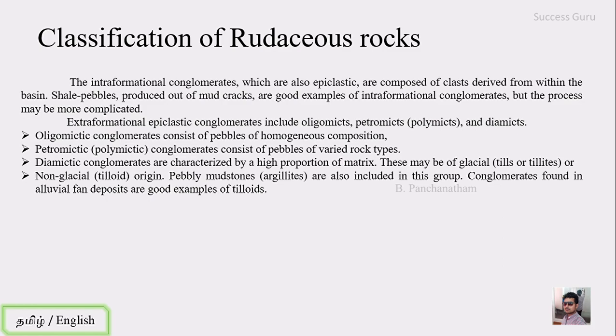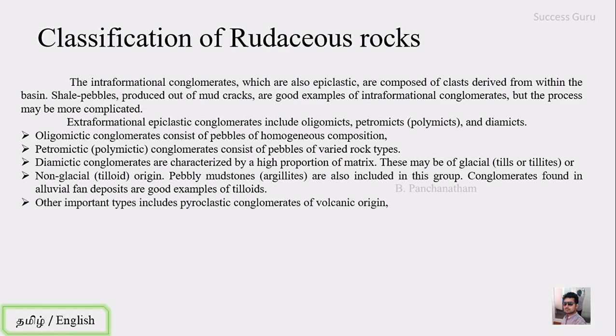Okay, so diamictic is a term given to conglomerate consisting of a higher proportion of matrix, whereas oligomictic and polymictic have a higher proportion of pebble-sized grains, but differ in composition. If it has different compositions, it is called petromictic. If it is of homogeneous composition, it is called oligomictic.